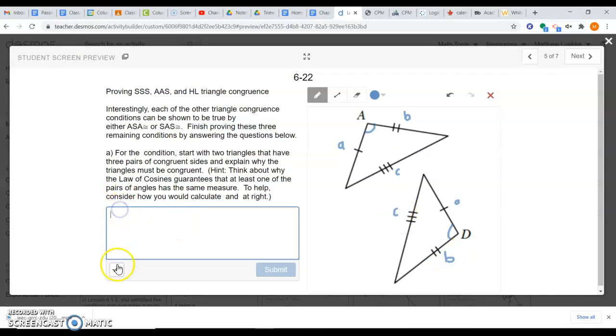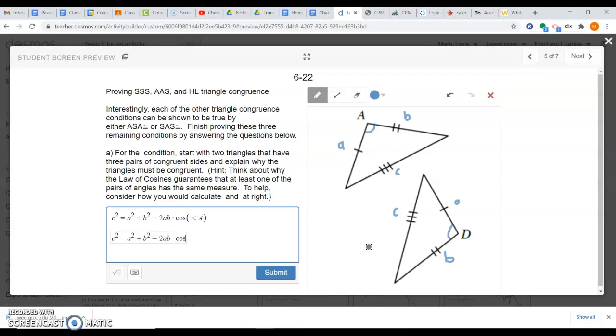So writing law of cosines equations for the first triangle, I'm going to say I have C squared equals A squared plus B squared minus 2 times A times B times the cosine of angle A, because angle A is my angle right here. All right. Now I can write a law of cosines for the other triangle, so that is C squared equals A squared plus B squared minus 2 times A times B times the cosine of angle D this time.